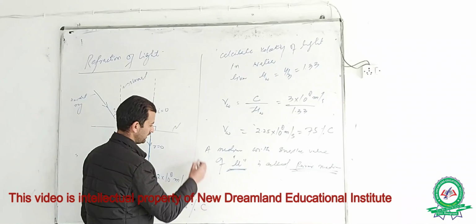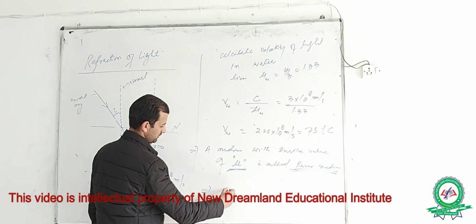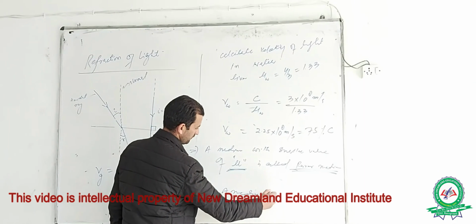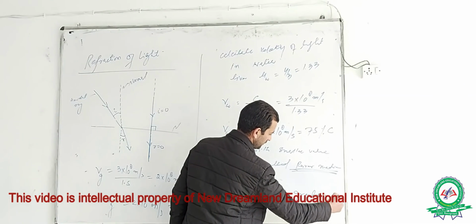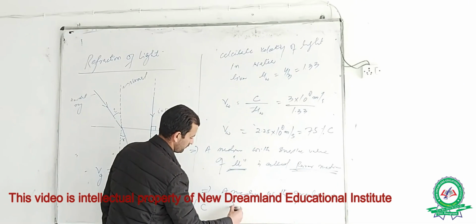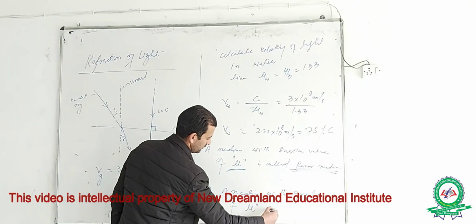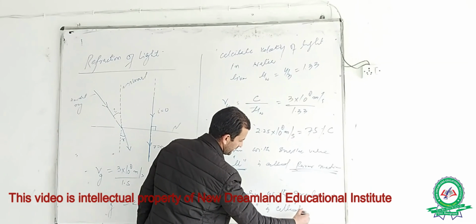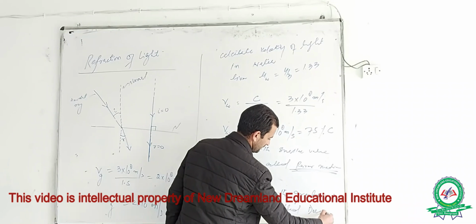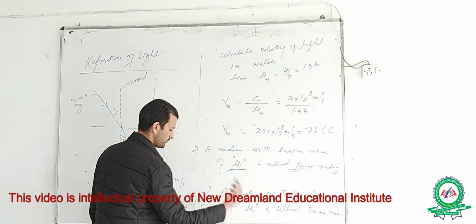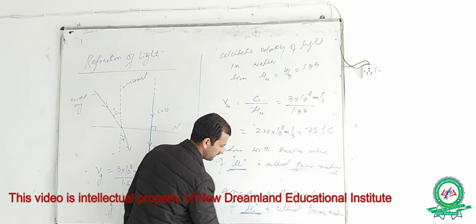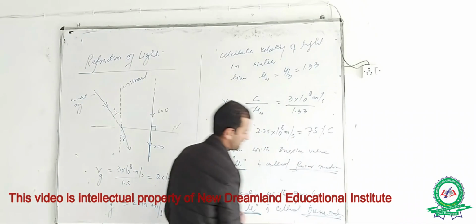And similarly, a medium with a greater value of mu is called a denser medium. So which medium do we call a denser medium? The medium for which the value of mu is greater, we call that medium a denser medium.